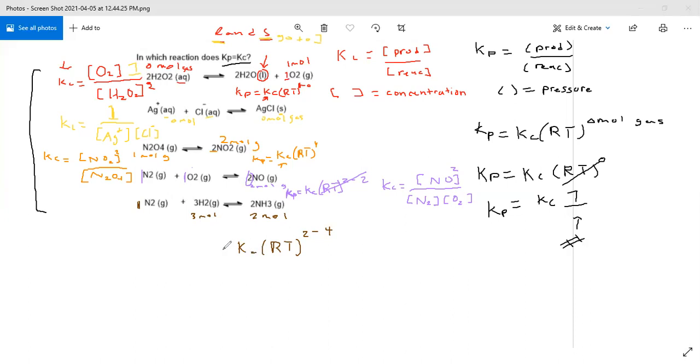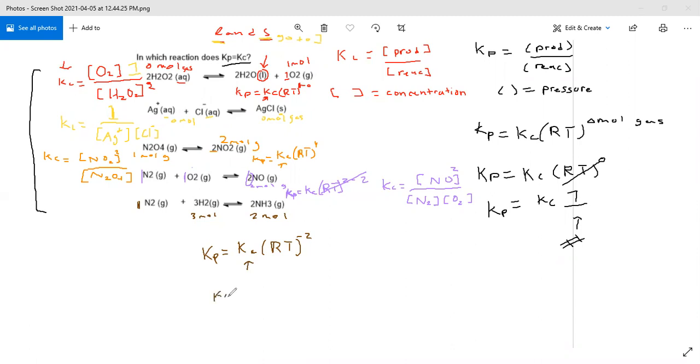So our Kp is going to equal whatever Kc is times RT raised to the power of -2. This equals -2, so maybe I'll just put -2. So let's solve for our Kc.